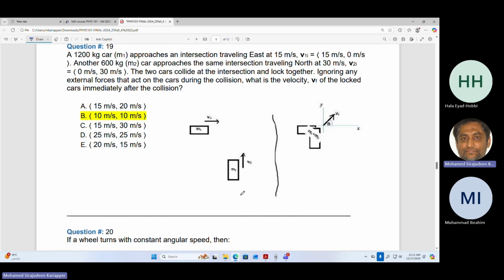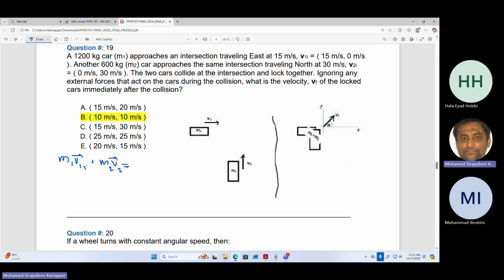Number 19. It's also a collision problem, but two-dimensional, right? Should it bother you? No. It is the same equation. You finally will get m1 V1I plus m2 V2I equal to m1 V1F plus m2 V2F.